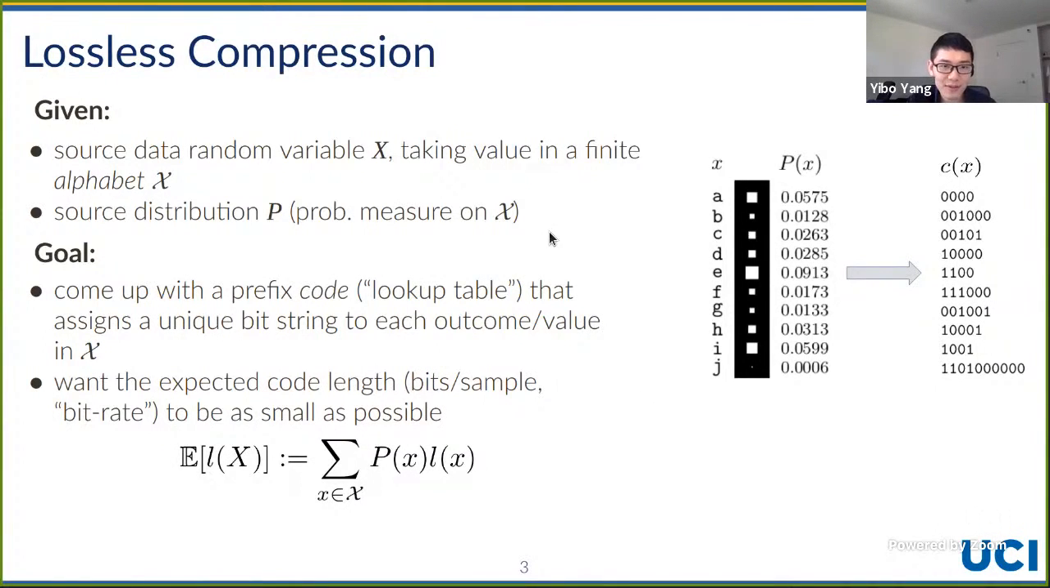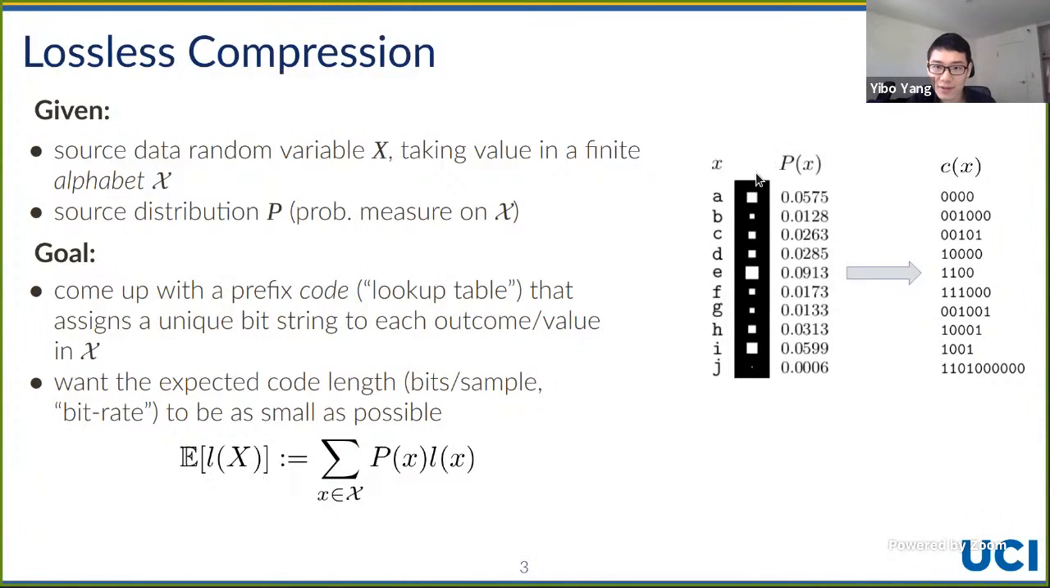To be a little bit more precise, we assume the data is a random variable x that takes value in a set, this calligraphic X. It's also called the alphabet. And it comes from some distribution P. What we want to do is to develop what's called the code, or you can just think of it as a lookup table that assigns a unique bit string to each outcome or value in this alphabet.